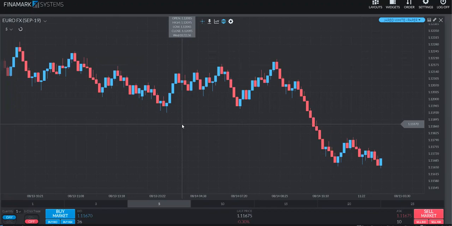So with the range bar chart, it does make it quite easy to see when the market really isn't doing anything, because you're not going to have any bars being plotted if it's not going up or going down, because we need those ranges that we're setting to be broken. We need them to exceed the number that we have set.